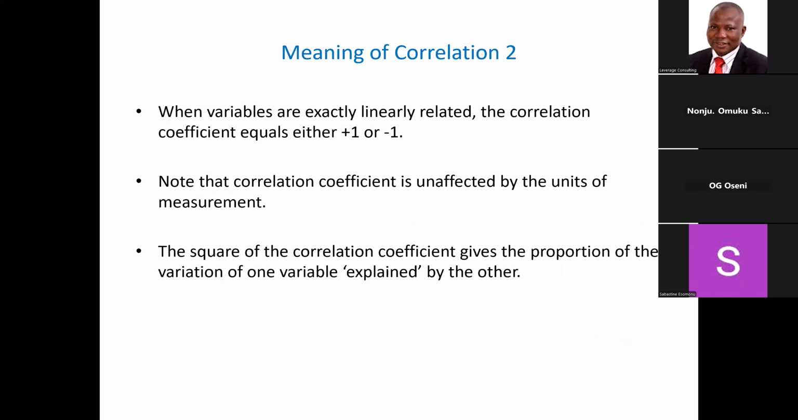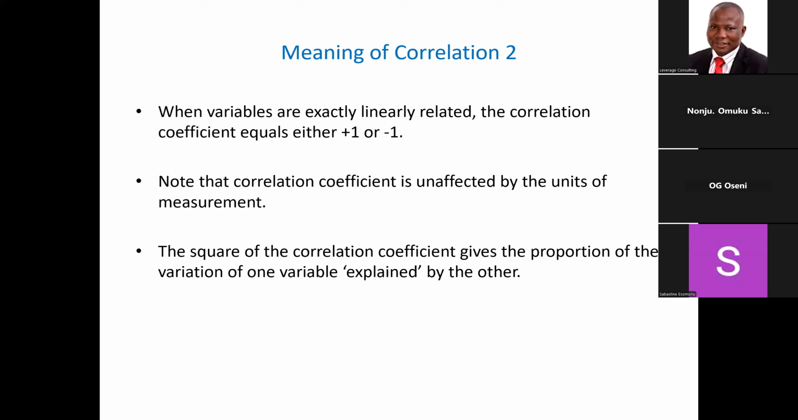When the variables are exactly linearly related, the correlation coefficient equals either +1 or -1. If it's +1, both vary in the same direction perfectly. If it is -1, both vary in opposite directions perfectly. Note that the correlation coefficient is unaffected by the unit of measurement. I've said that.